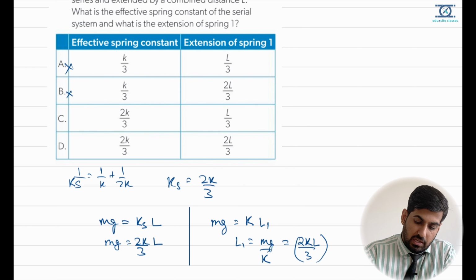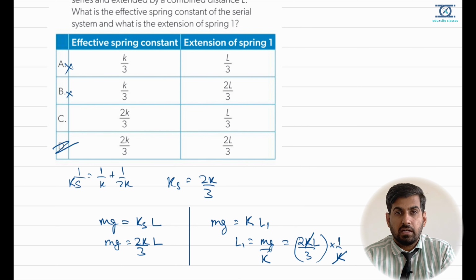mg is 2kL by 3 upon 1 by k. So this k and this k get cancelled. So you get 2L by 3. Option D is the right answer.